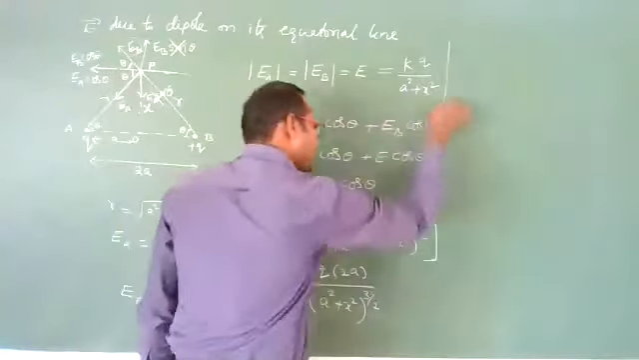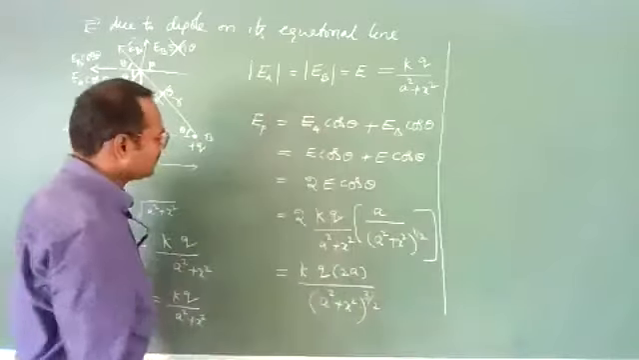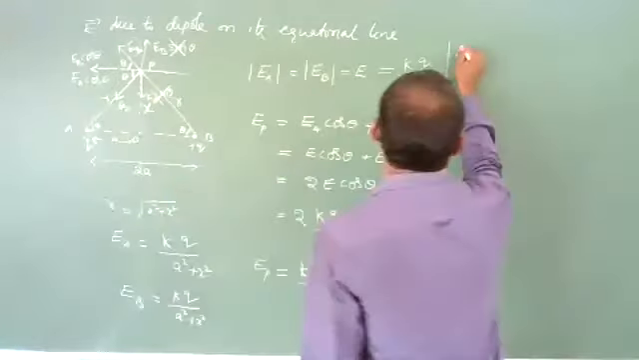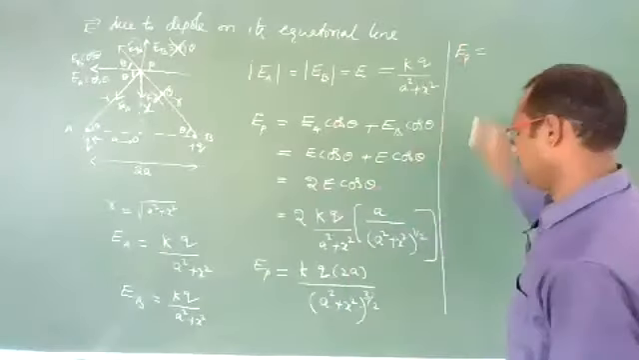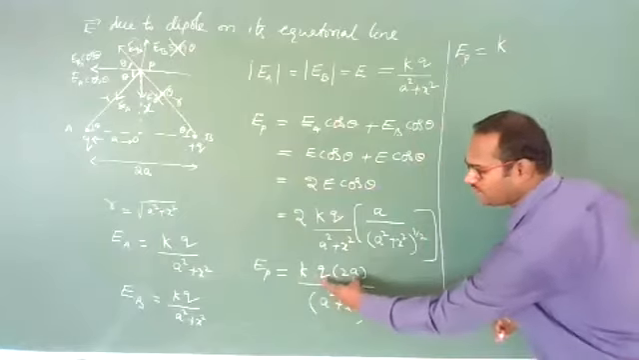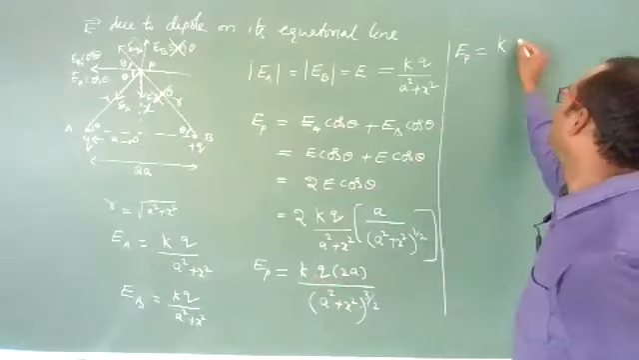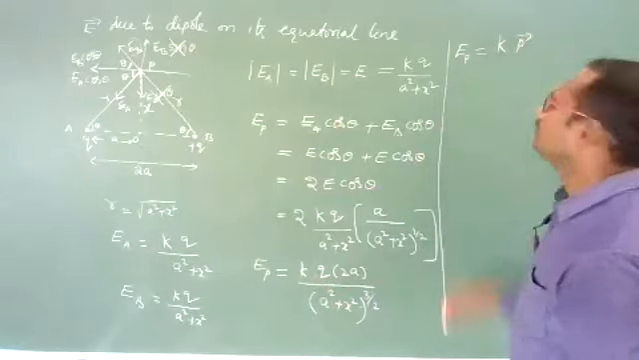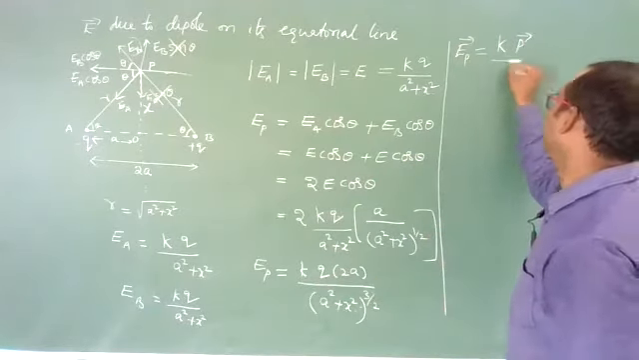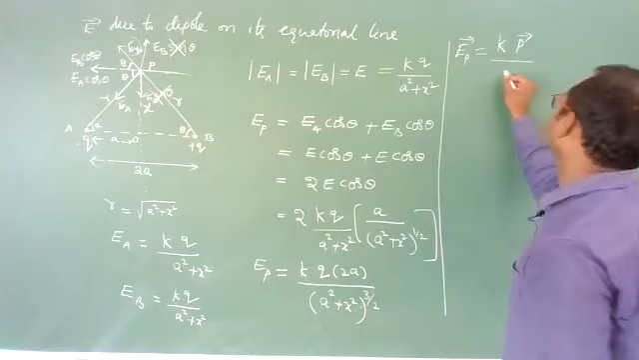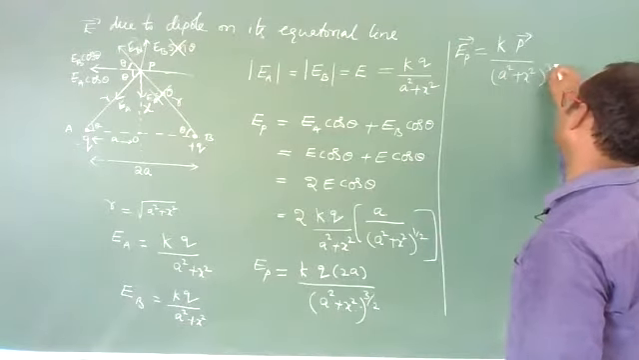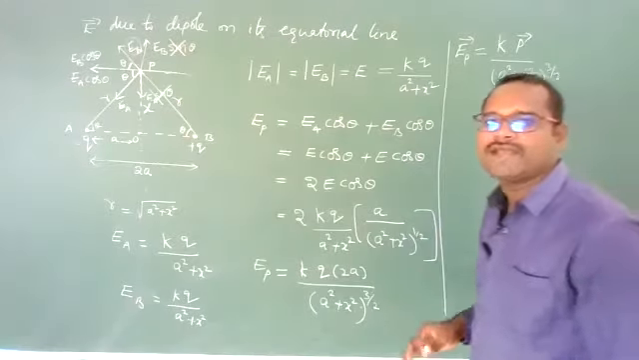Now the electric field at point P is K. As you know, Q into 2a is the electric dipole moment, p vector. Electric field is also a vector, divided by (a square plus x square) whole power 3 by 2. So this will give you the magnitude.